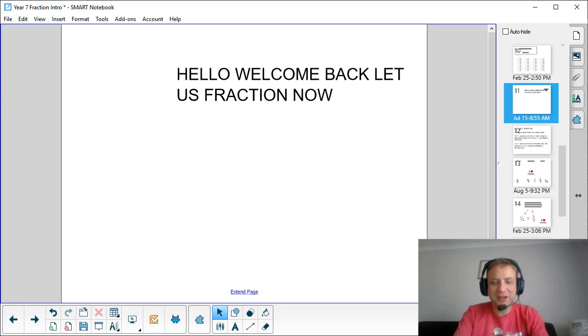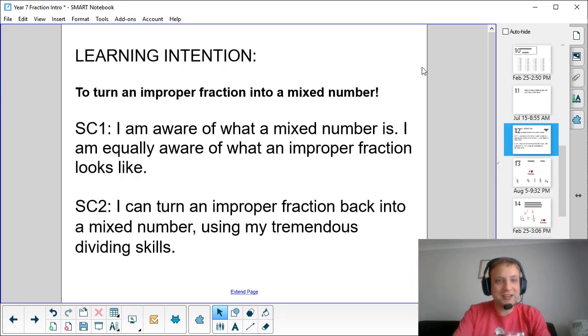So this is part two of goodness knows how many of our maths lessons. We're going to be doing some more fractions today. So what we're going to be learning, here's our learning intention, is the main thing you've got to do from this lesson is know how to turn an improper fraction into a mixed number.